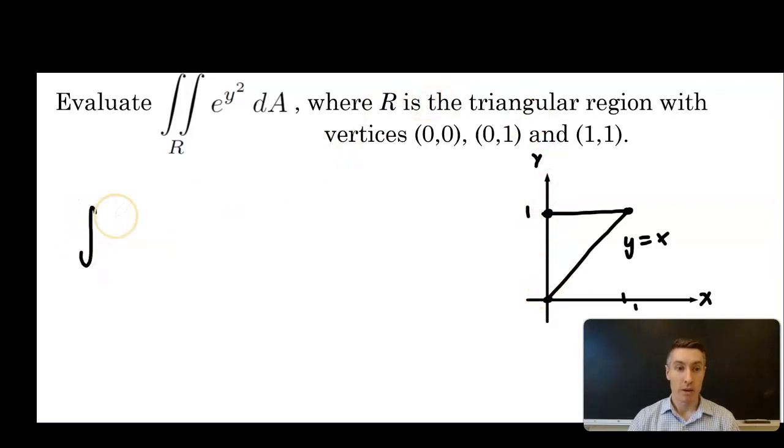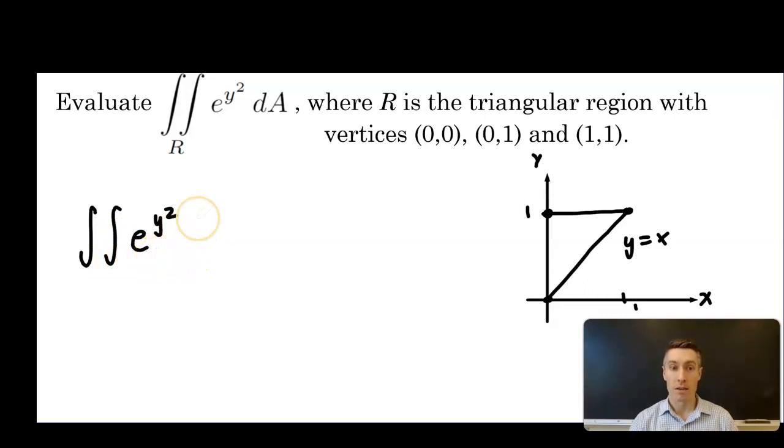So we're going to evaluate the double integral of e to the y squared. This can be done either way, type 1 or type 2. We could draw vertical or horizontal lines just as easily in this region. But look at the function, and this is important to pick up on. This function would be very difficult to integrate in terms of y. We would try to underline 2y, there is no y, and we would be stuck pretty quickly.